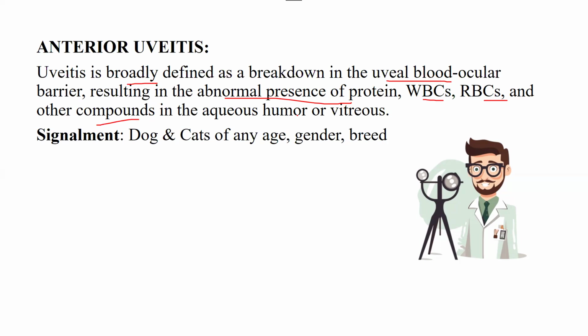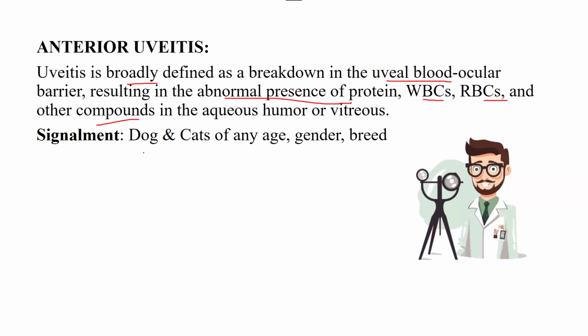Basically, what they are talking about is that just like we have the blood-brain barrier and blood-testis barrier, similarly in the eye, we have the blood ocular barrier, so that blood cells cannot enter the eye. But when this barrier is broken, the protein from the blood, WBCs, RBCs, and other components are going to enter the aqueous humor or the vitreous. That is the other name for aqueous humor.